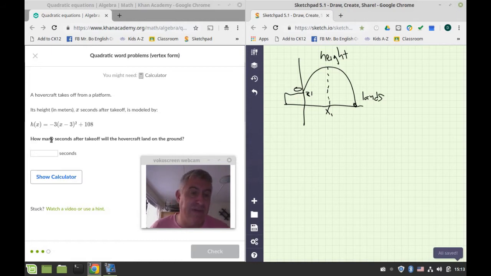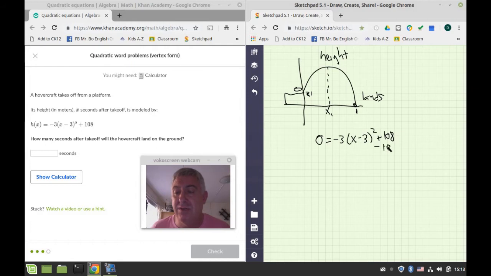So what's the question? How many seconds after takeoff will the hovercraft land on the ground? So it wants to know, when does it land? What's the x value when it lands? And how do we find that? We find that by making h 0. So our formula is 0. Our height is 0. Negative 3 times x minus 3 squared plus 108. We don't know x, and we want to find x. We'll want to solve for x. Okay, so now I'm going to subtract 108 on both sides.